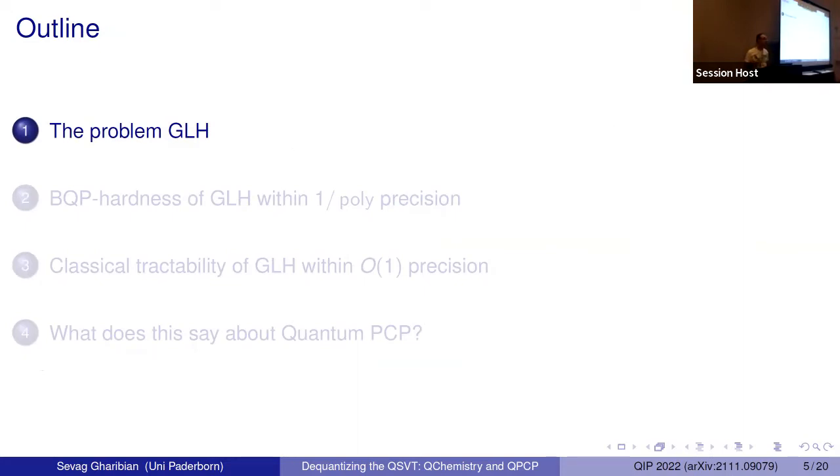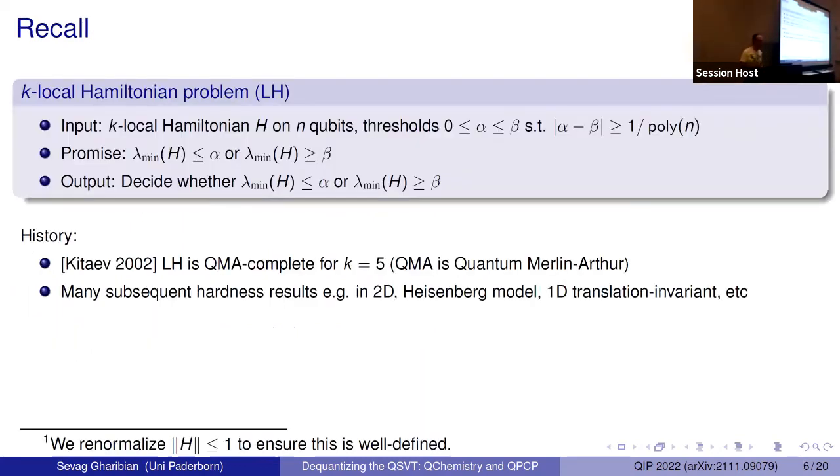I need to start by defining this problem, GLH, right? So for those of you familiar with Hamiltonian complexity, you can probably guess what the LH stands for. I'm not going to give a prize for that.